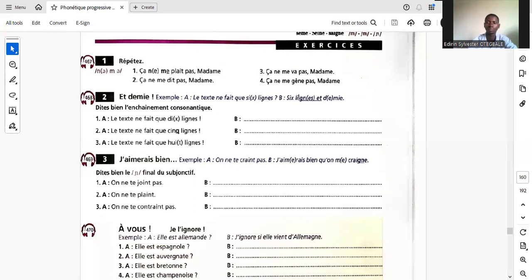Leçon 42. Sème, scène, saigne. Exercice 1. Ça ne me plaît pas, madame. Ça ne me dit pas, madame. Ça ne me va pas, madame. Ça ne me gêne pas, madame.